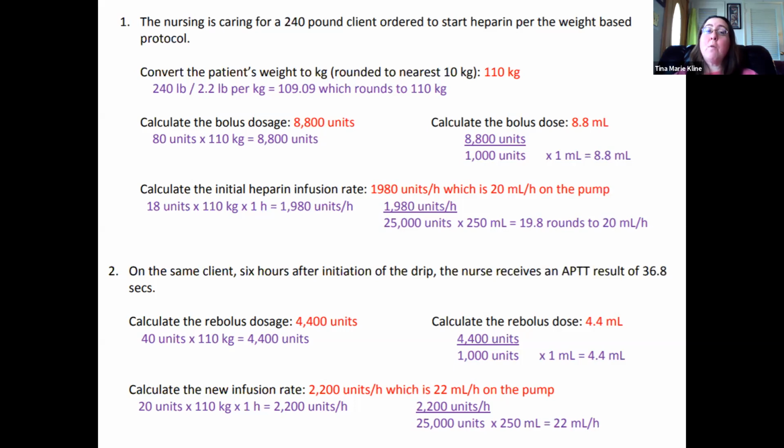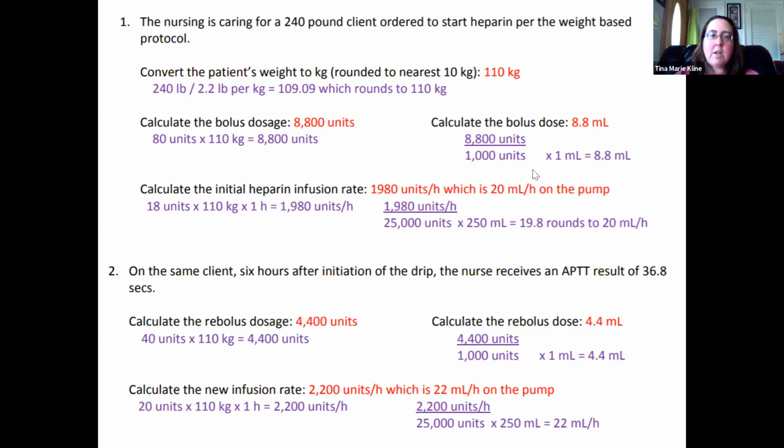When you are changing the rate, you are always making the change based upon the previous rate. So in number 1, we started the rate at 18 units per kilogram per hour, okay? The protocol tells us to increase the rate by 2 units per kilogram per hour. So if I was at 18, I'm increasing by 2. I'm now at 20 units per kilogram per hour. Okay, so that's where I get my new rate. I need to give 2,200 units per hour, and I do my calculation. It ends up being 22 on the pump.